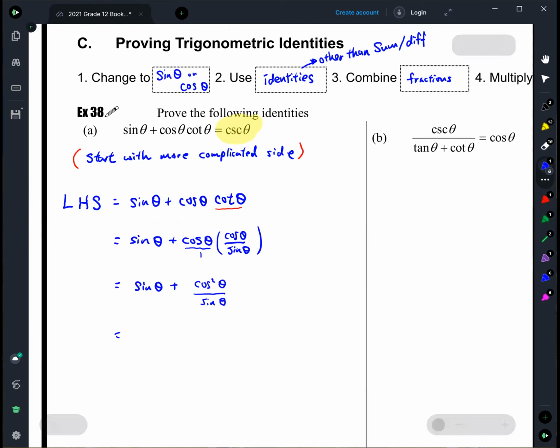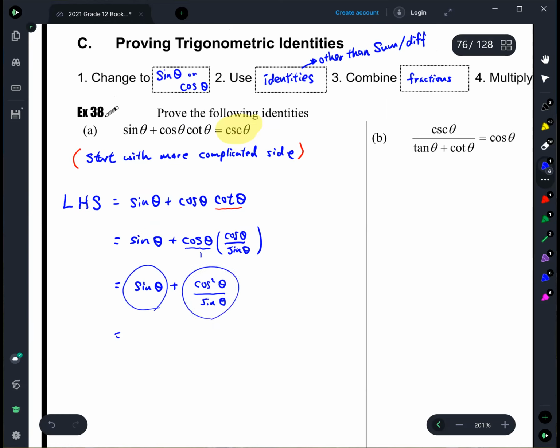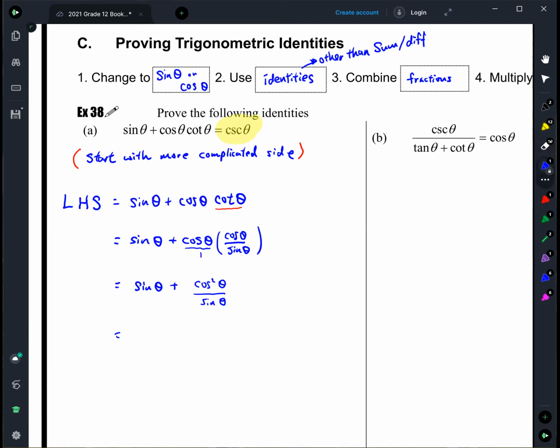Did you hear I said we can combine the fractions? Yeah. So my question is, how do I add these two things together now? The sine and the cosine squared over sine. Do you make sine theta into a fraction as well? Yeah, how do we do that? Sine theta over 1, and then you have to make the denominators the same, so you multiply it by sine theta over sine theta. Okay, very good.